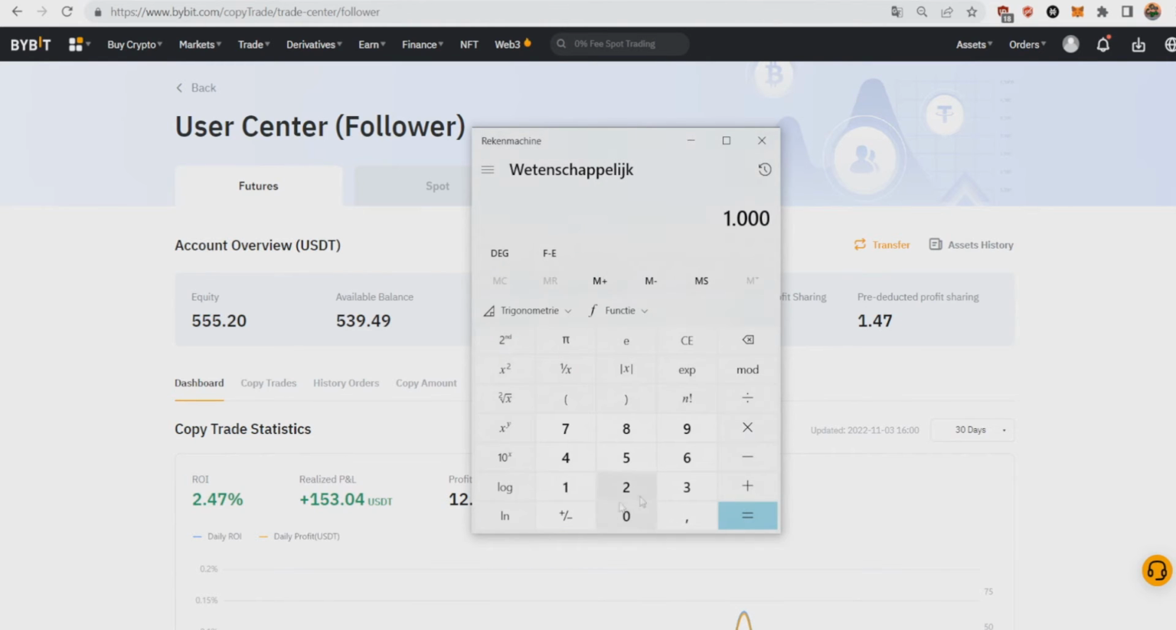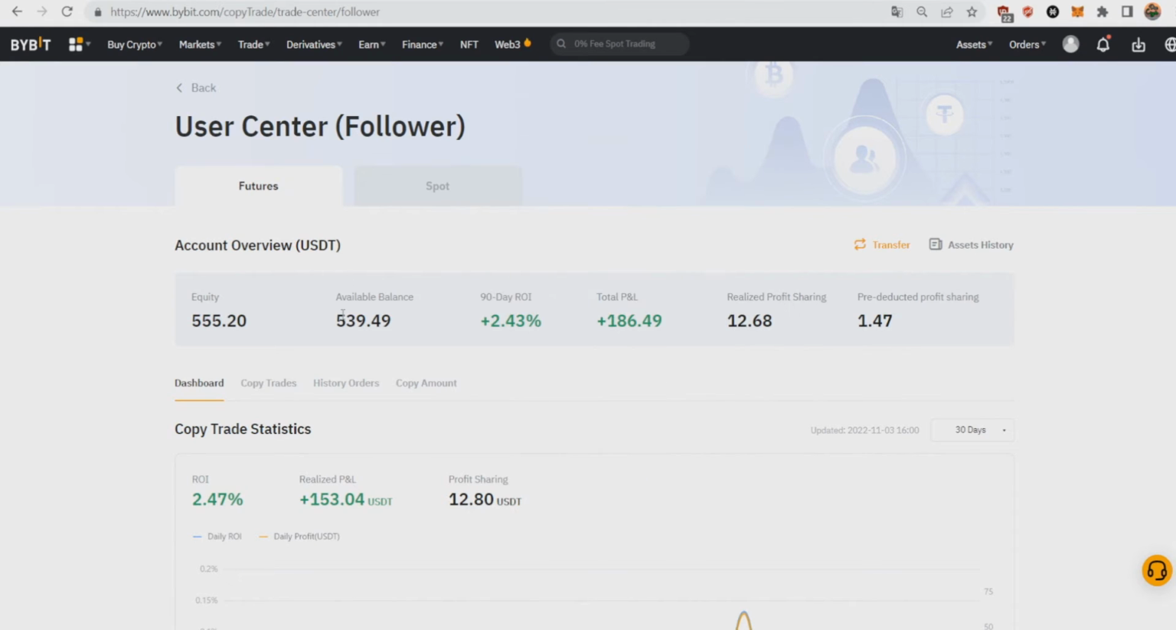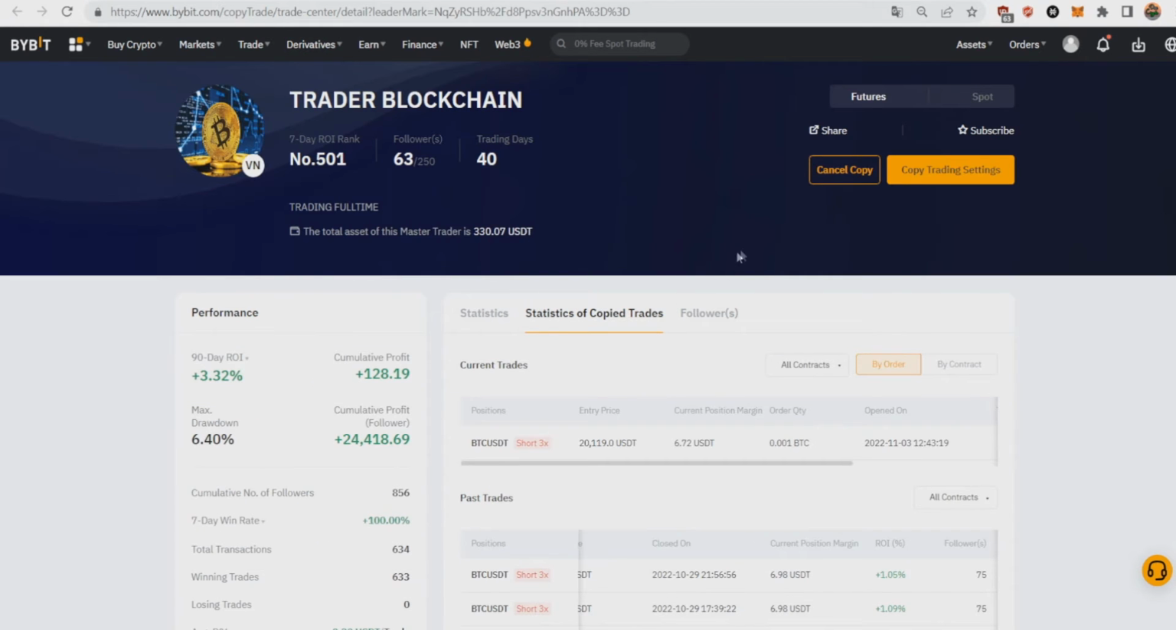If you divide 1,000 by 0.375, you will need $2,666 with my statistics and my tips to make $1,000 a month. And this is straight dollars, guys. I can just take this off my balance and it's done. It's all USDT. And that's why copy trading is so amazing. But now let's not wait and get to the next step.